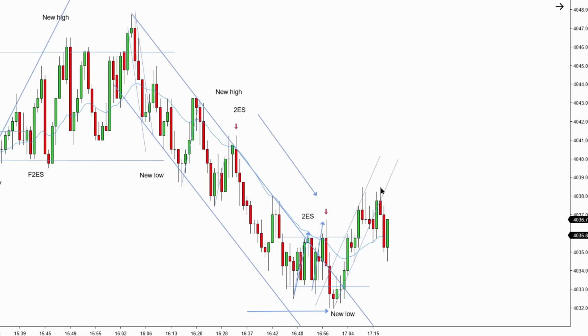And we have a visual 2-legged pullback. Big tier 1 signal bar. This is the first leg. Market likes to move in pairs of 2. So you can see on the way down, we're counting for 2-legged pullbacks to sell. And now we have 2-legged pullbacks to correct.